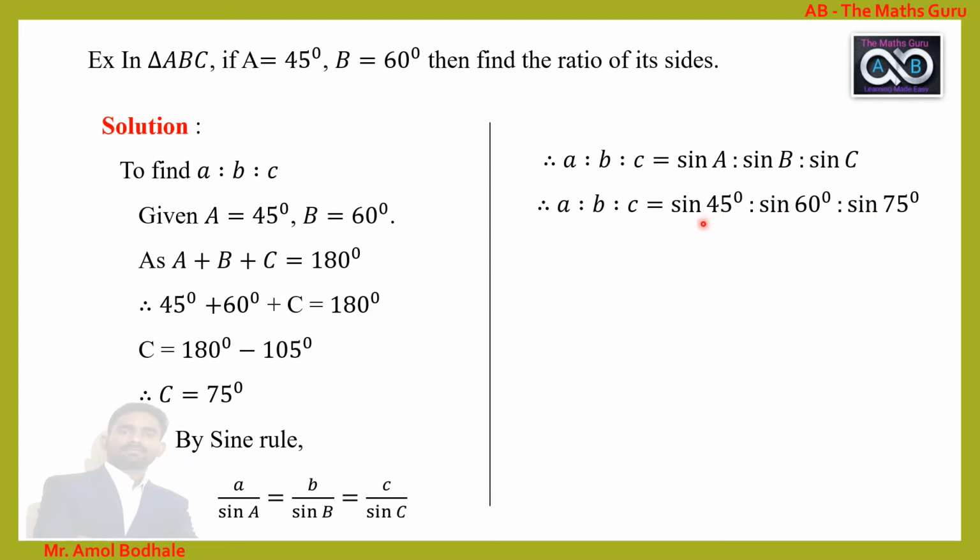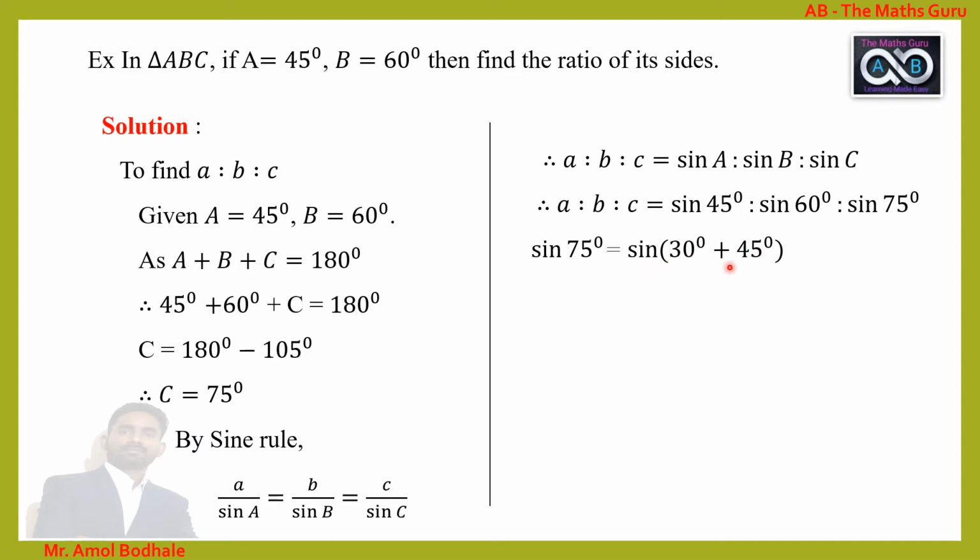So as we know the values of sine 45 and sine 60, but we do not know the value of sine 75 degree using the trigonometric table. So let's calculate sine 75 degree. Here, 75 degree we can write as 30 plus 45.